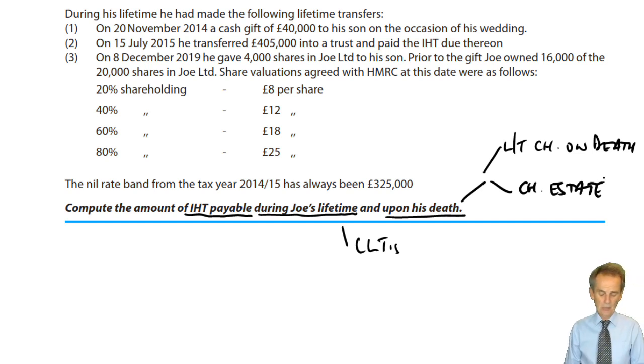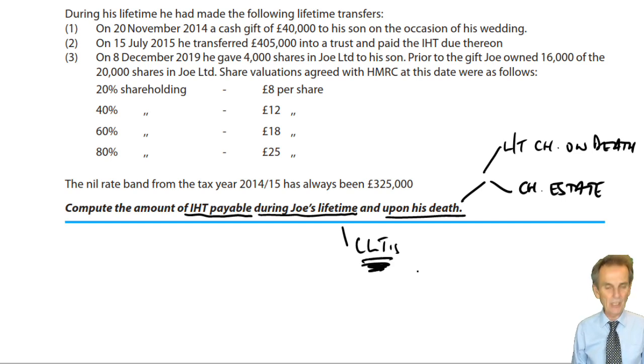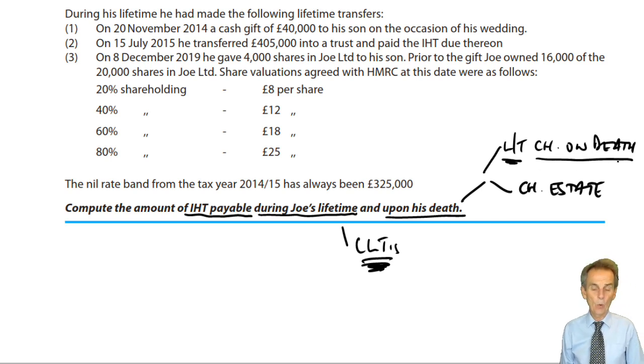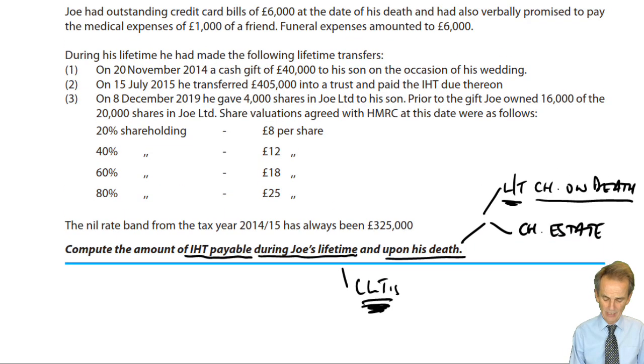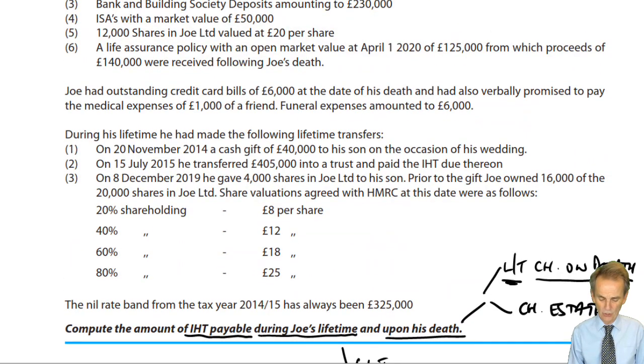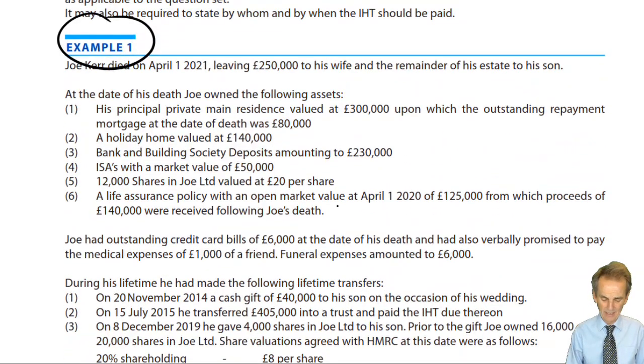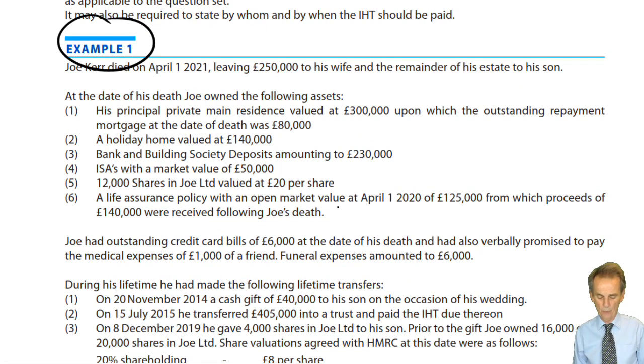So in total, some 3 computations, but to be able to deal with the CLTs that were chargeable when made and all of the lifetime transfers chargeable on death, we need to know for each lifetime transfer what was the chargeable transfer figure. Before we get to that computation, let's just read through the information in the question as we would in the exam and pick up, of course, what the relevant figures and relevant issues are.